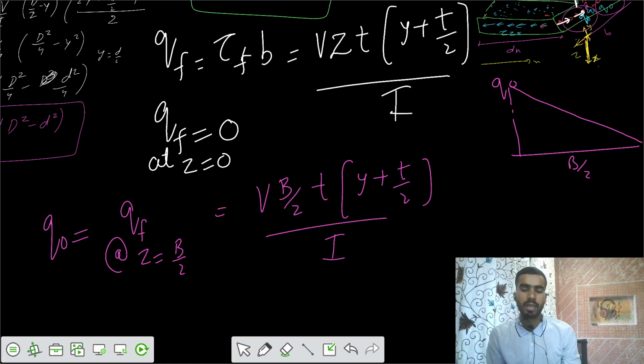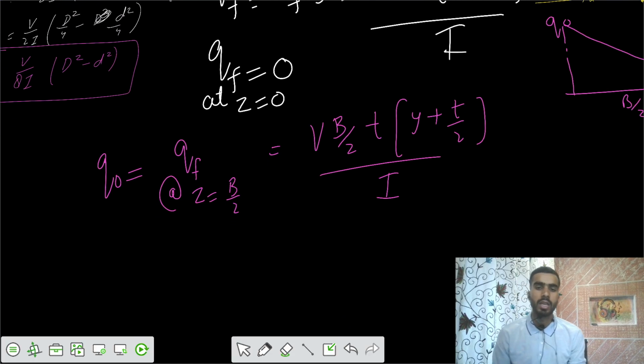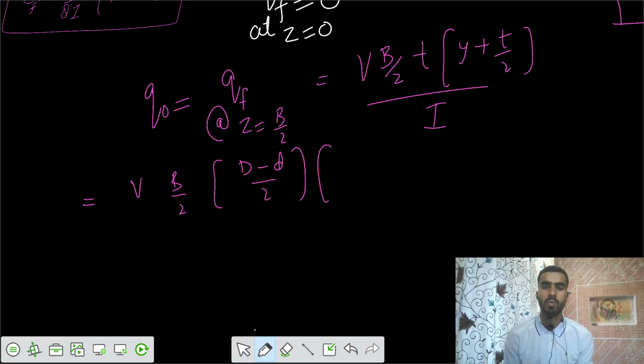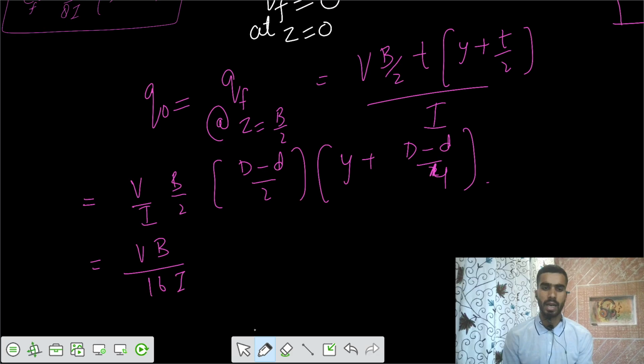Linear variation in the horizontal direction, I can say, in the flange. So let's substitute the value of t: Vb by 2, thickness of t, that's t minus d by 2 into y plus d minus d by 2. You have already 2 there, so it becomes 4, divided by I. So you solve it, and we get Vb by 2 to the 4, 4 4s are 16 I.